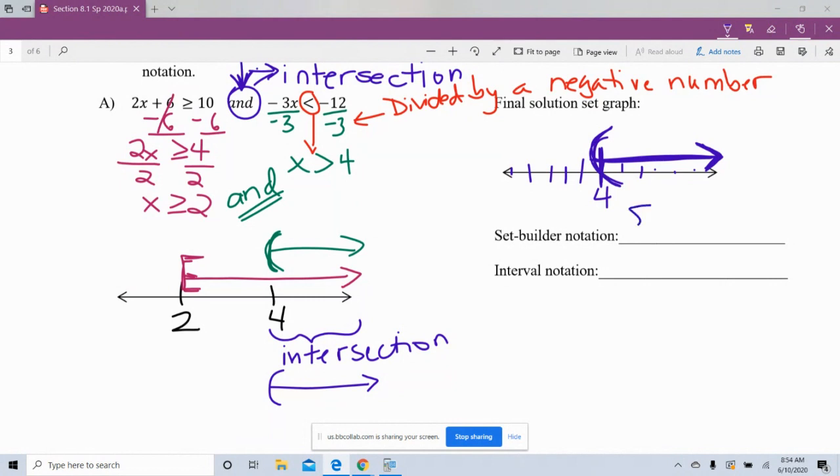In set-builder notation, I would have the set that contains all real numbers x such that, and now I need an inequality to represent just this set of numbers. I don't want both of these. I don't want the two originals. I just want a single inequality to represent this solution set, because this is one set of numbers. It's one continuous set of numbers, so I only need one inequality. These are all the numbers that are to the right of 4, and numbers to the right of 4 are those numbers that are greater than 4. So it'll actually be just this one: x is greater than 4.